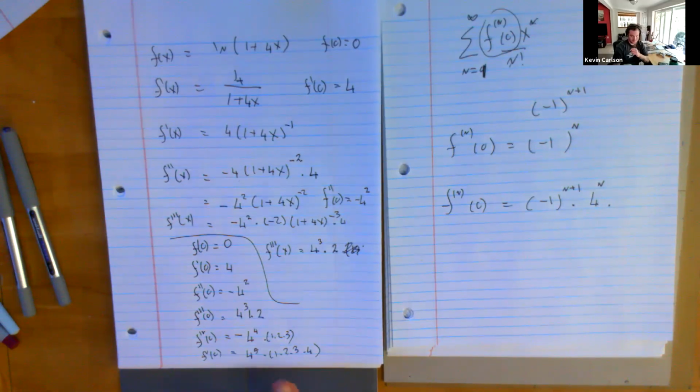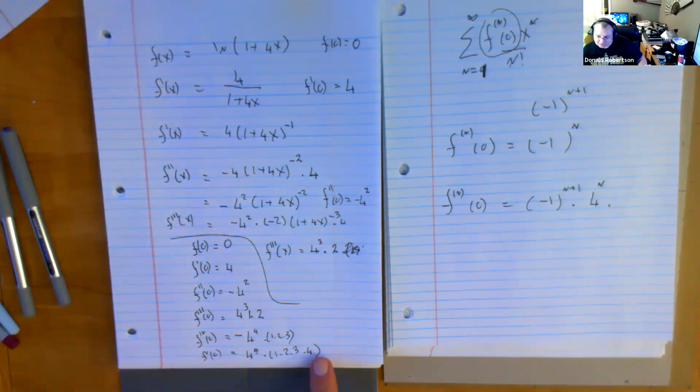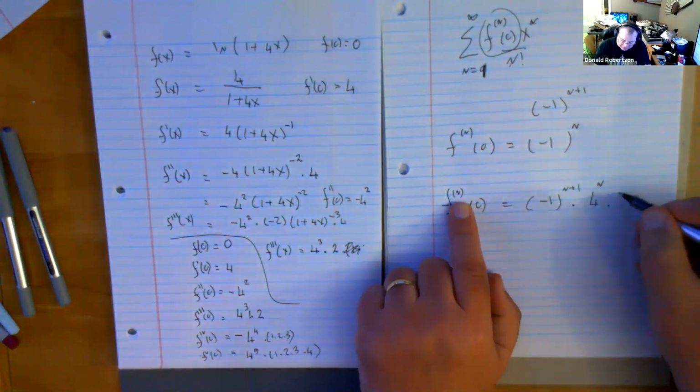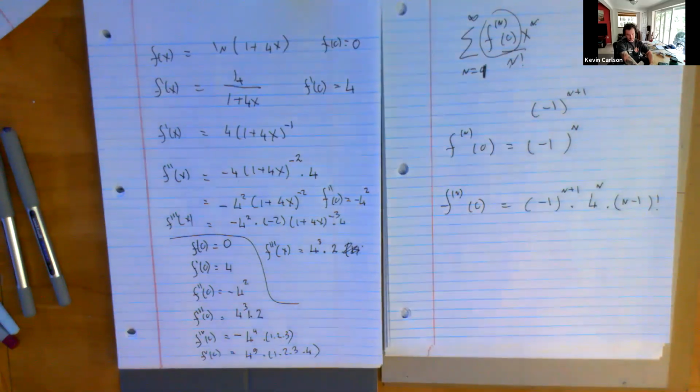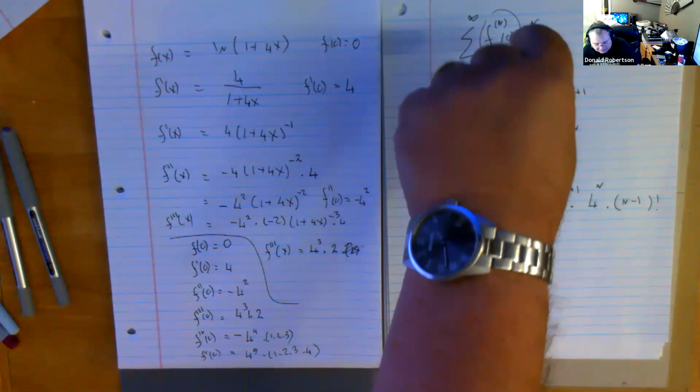Yep. It's called 4 factorial, right? But the fifth derivative gives you 4 factorial, so it's not a perfect match. So what will the nth derivative give me? N minus 1 factorial. And now you've got the guy that goes here.